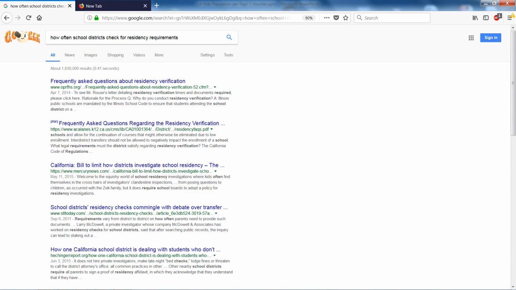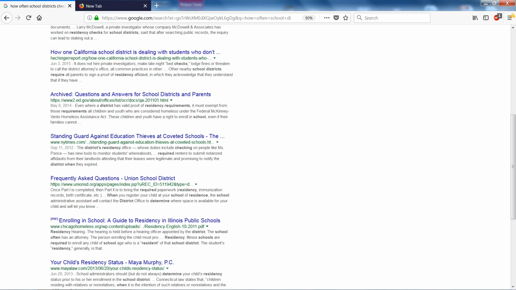These are again, you can search online. It's a very gray area. I did not find any streamlined policies about residency verification in school districts.